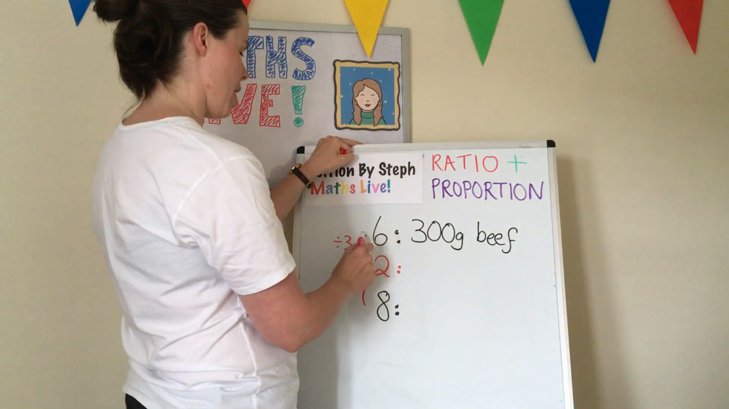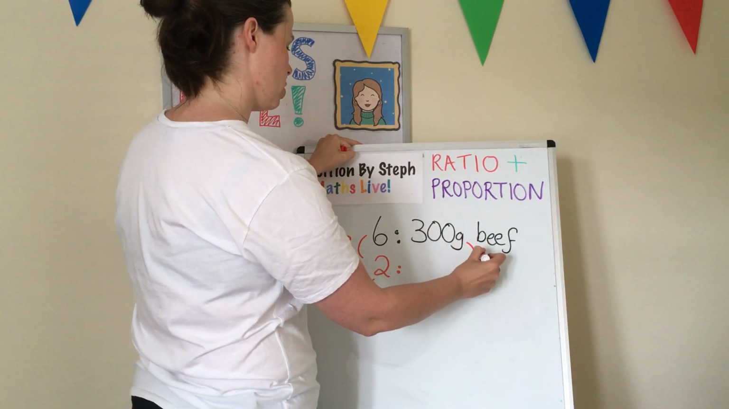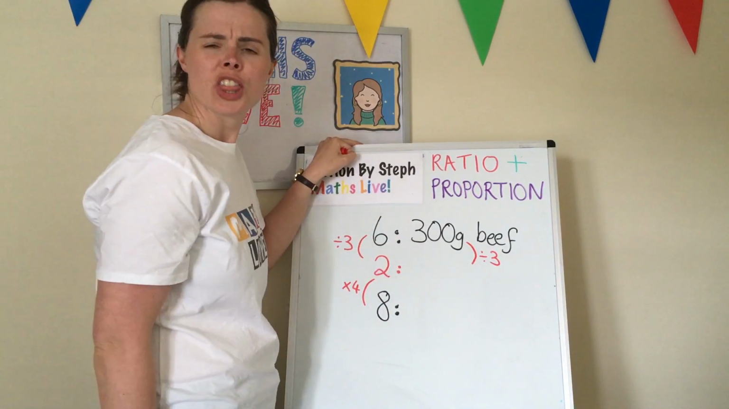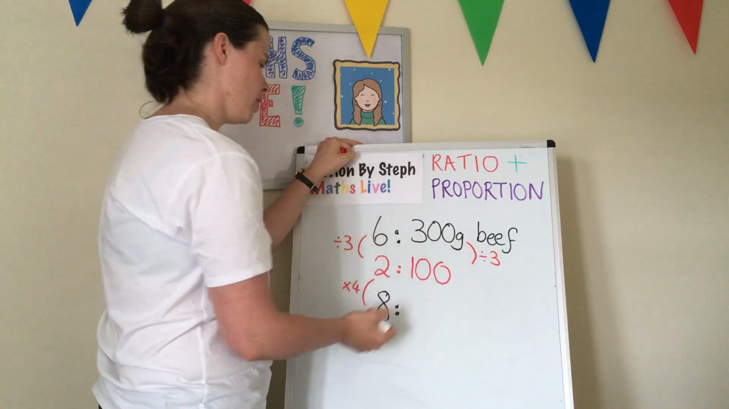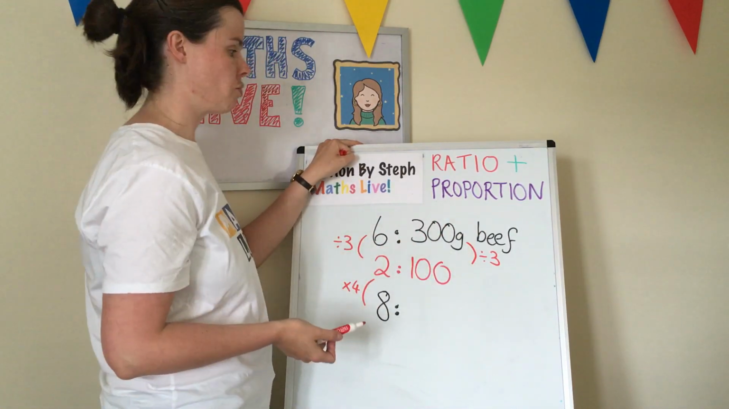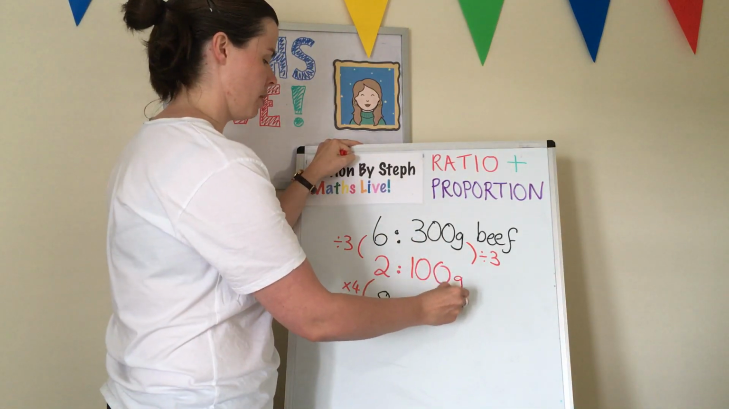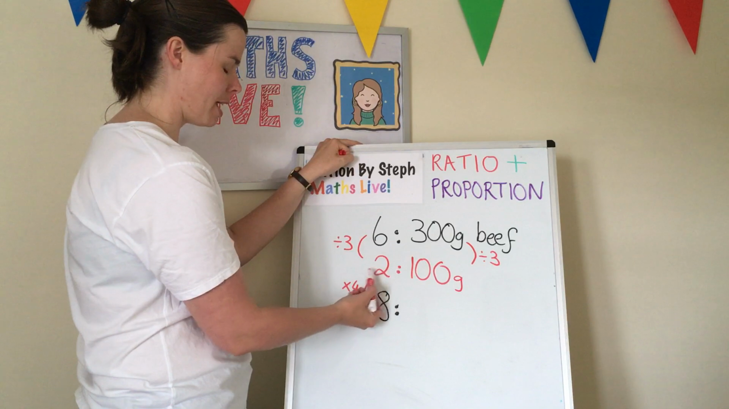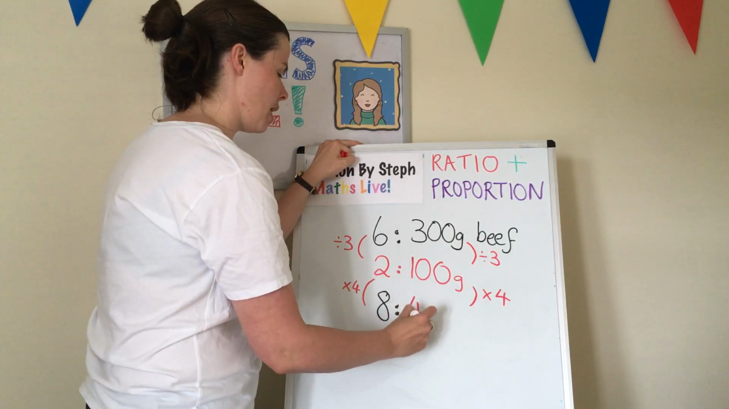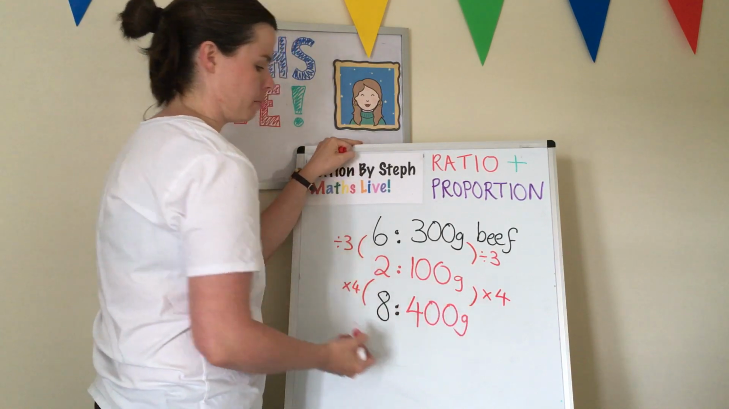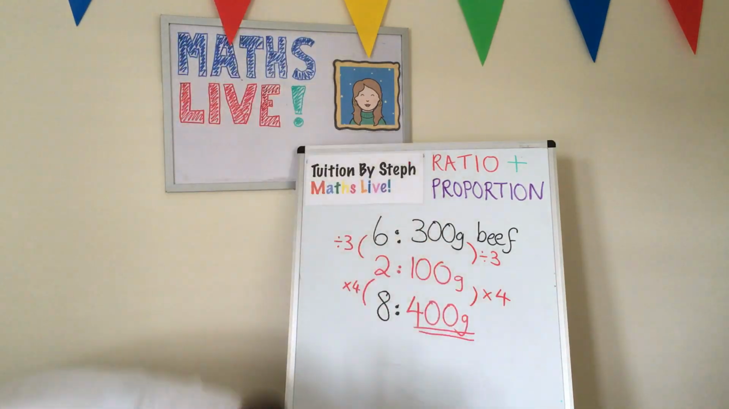So 6 divided by 3 is 2. So what is 300 divided by 3? 300 divided by 3 is 100. So for 6 people, you need 300 grams of beef. For 2 people, you need 100 grams of beef. So for 8 people, now to make 2 into 8, we times it by 4. So we'll times this by 4. So that's 400 grams. So for 8 people, you need 400 grams of minced beef.